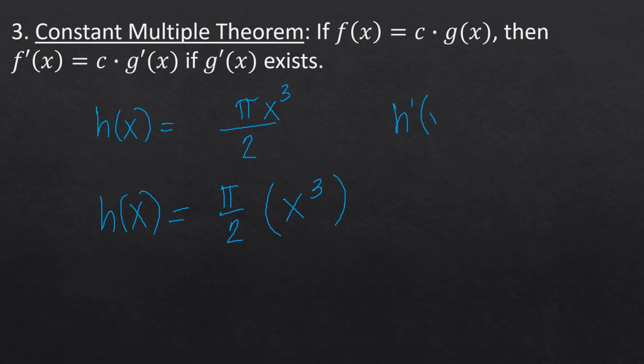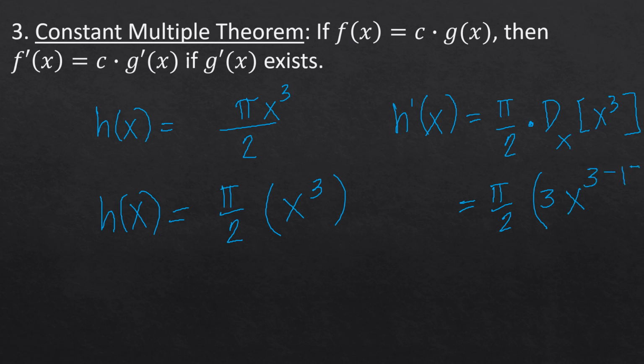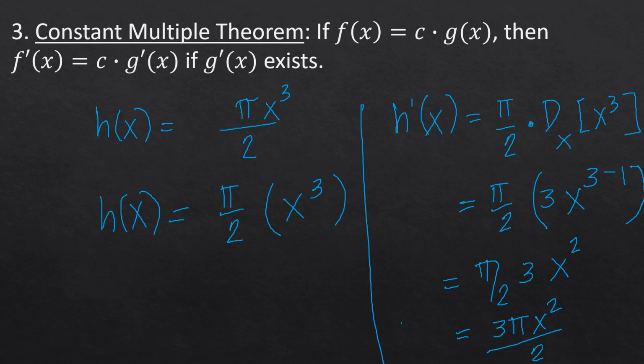Now to get the derivative of function h, we now have to separate pi over 2 and then multiply that to the derivative of x cubed with respect to x, and that will be pi over 2 times, since x cubed makes use of the power rule, bring down the exponent 3 and then subtract 1 from the exponent 3. Okay, so we now have pi over 2 times 3x raised to 2. So the answer can be written into 3 pi x raised to 2 over 2. So that will be h prime of x.